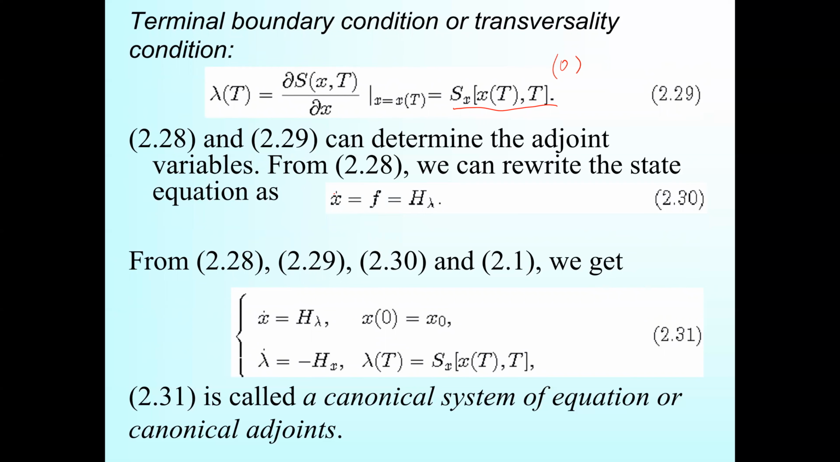And if you do x dot, it is f, which is partial H partial lambda. But remember, H is L plus lambda times f. So you take the derivative, and you get f. Okay, this is x dot. So these are the state equation and the adjoint equation. The whole thing is called a canonical system of equations, or canonical adjoint.